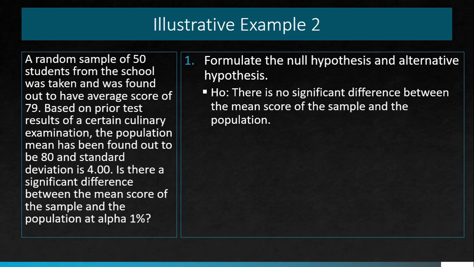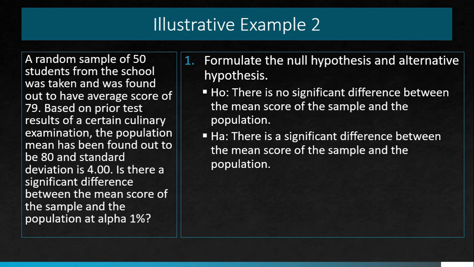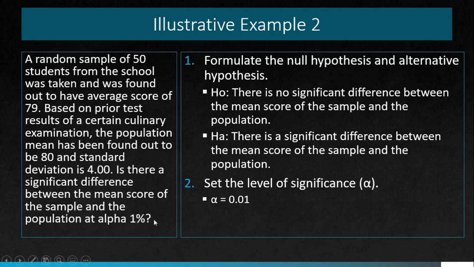Okay, and then if you contradict that, you'll have your alternative hypothesis. You will just convert the word no to the article a. So there is a significant difference between the mean score of the sample and the population. Okay, so what's next? We will now determine the level of significance, our alpha level. It states here that we'll be using 1%, so it's 0.01.